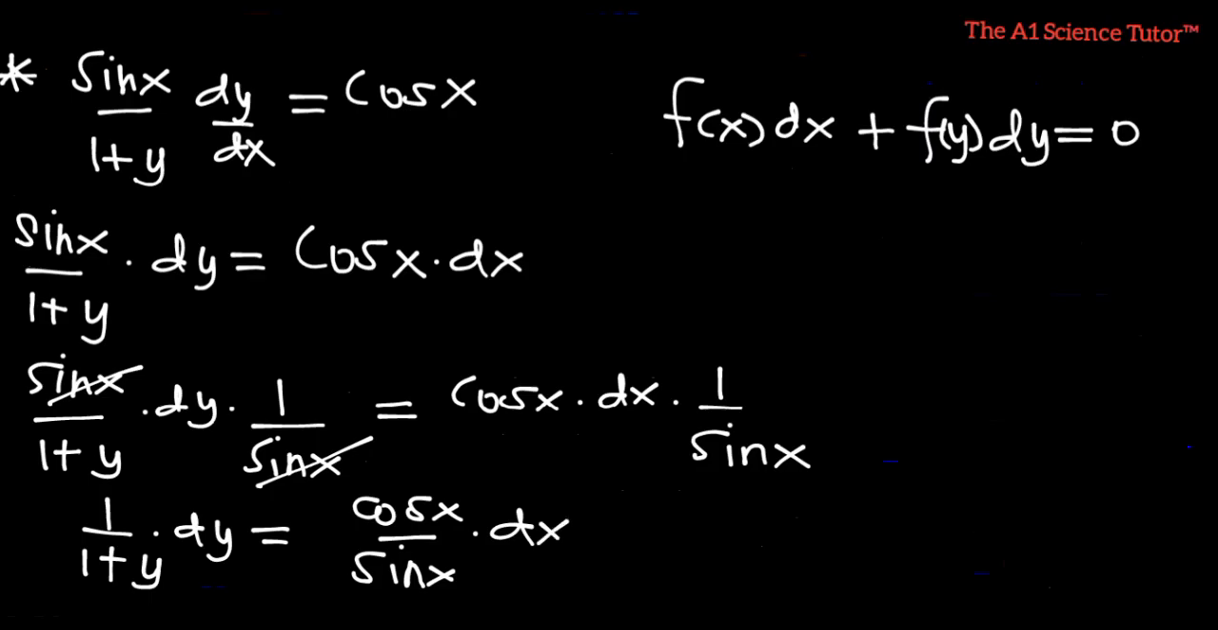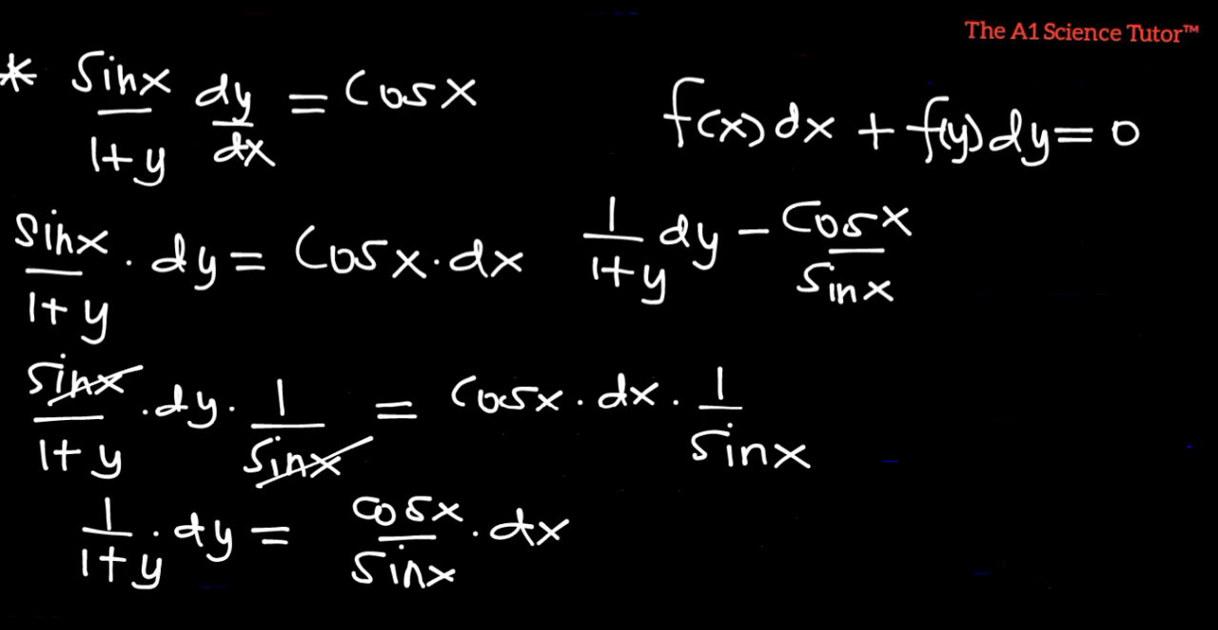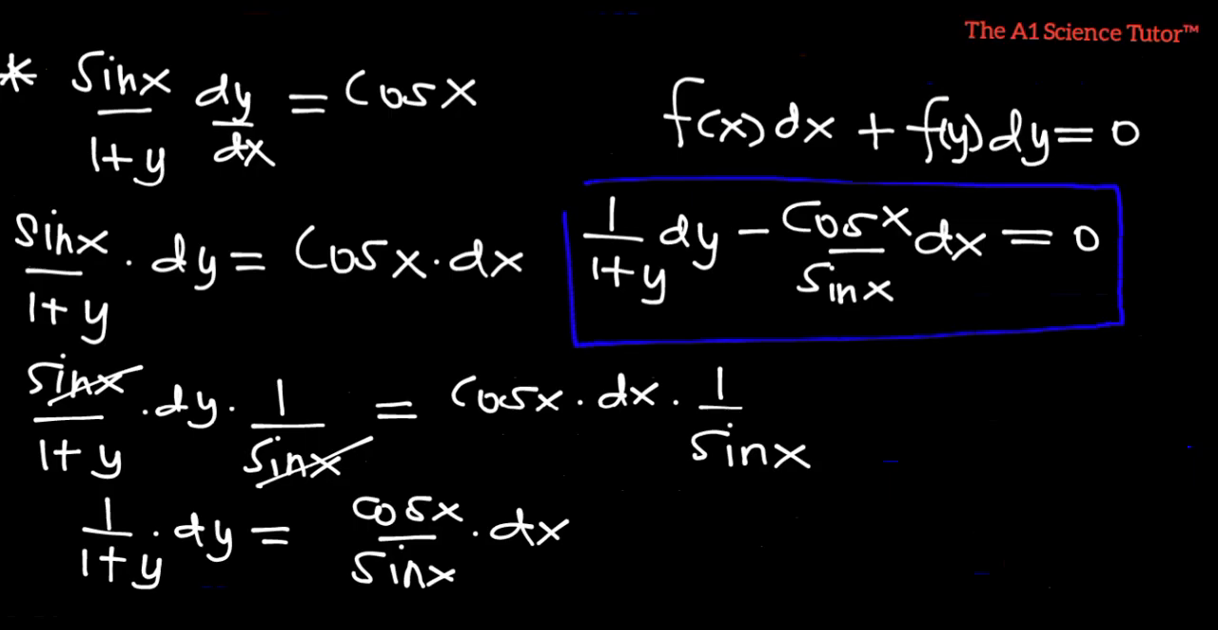That will be multiplied by dx. So the next thing I need to do is take this term and bring it to the left. So that will be 1 over 1 plus y dy, minus cos x over sine x dx, and this is going to be equal to 0. So this is particularly what I need to integrate.